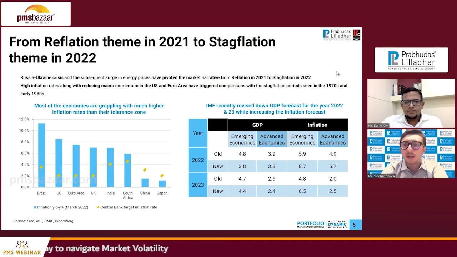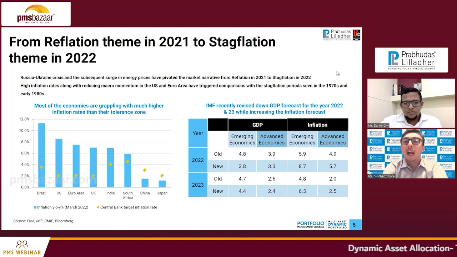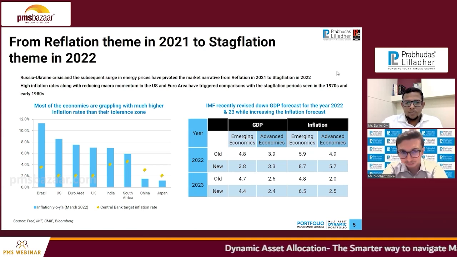till 2021, the concern was around inflation and reflation. As we stand in 2022, the talk is more about stagflation. Stagflation is basically a combination of slowing economic growth and rising inflation. And this is an extremely rare phenomenon. And it's happened only a couple of times in history so far.